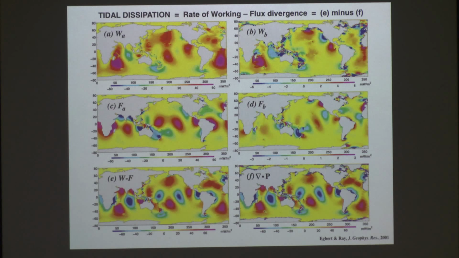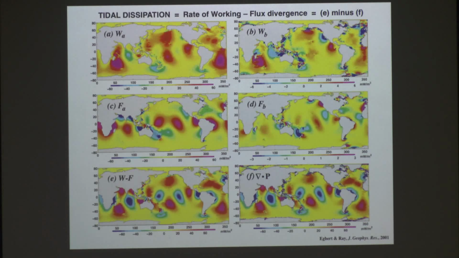Well, let me see if I can remember what all these panels are here. This is a plot that shows the total rate of working of astronomical forces on the ocean. This is a plot that shows the rate of working of the self-gravitational force of the tide on itself, which is a tiny thing, and indeed the color bar here is only 1/10 the size of this color bar.